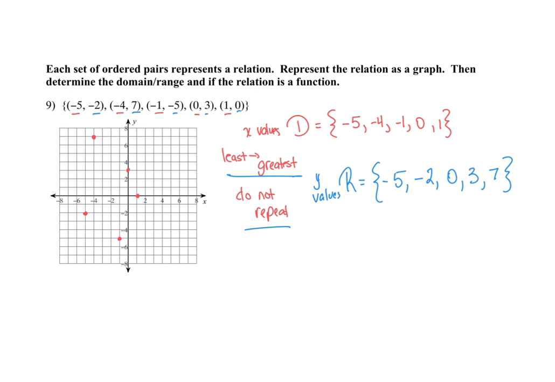And then the last question is, is it a function? And once again, you can go back: did any of my x values repeat? No, they did not, so this is a function. So yes, this is a function. So you're either telling me yes, it is a function, or no, it is not a function for that last question there.